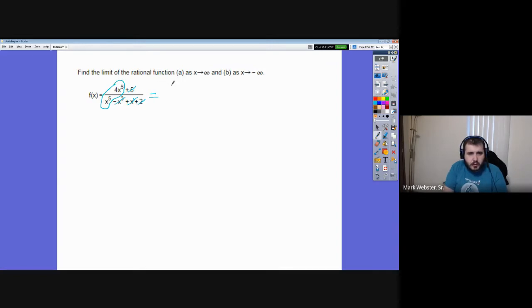So 4x to the fifth. I shouldn't put an equal sign because that's not true. They're not equal. As x goes to infinity, f of x goes to, and again, you look, the x to the fifth on top, the x to the fifth on bottom, they cancel out. This is just the number 4.